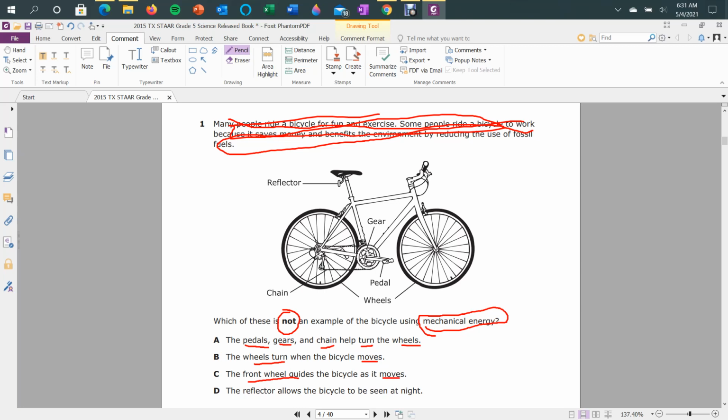The reflector, it's a part, but does that move? No. Allows the bicycle to be seen at night. So this is mechanical energy, right? That's mechanical energy. That's mechanical energy. And this one is talking about what type of energy? Light. So the correct answer for this one, because it's not, is D. So we selected D.